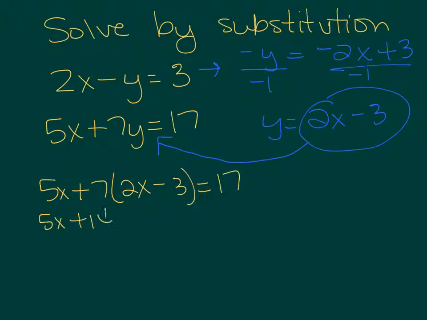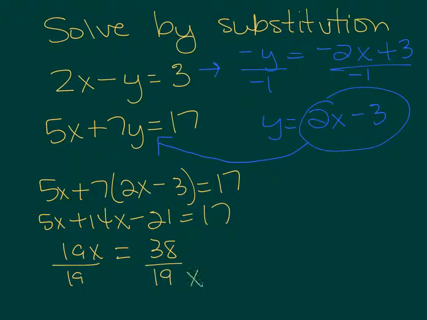5x plus 14x minus 21 equals 17. 19x equals 38 when I rearrange and put all my variables and numbers together. Divide by 19, and x comes out to be 2. So now all I have to do is find y, and I can put it back wherever I want as long as I make sure I check my answer.